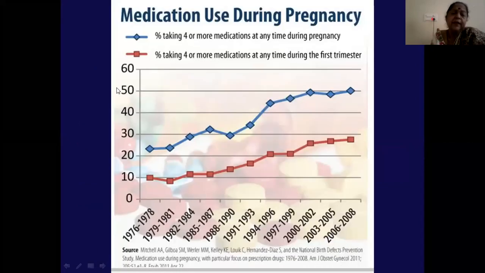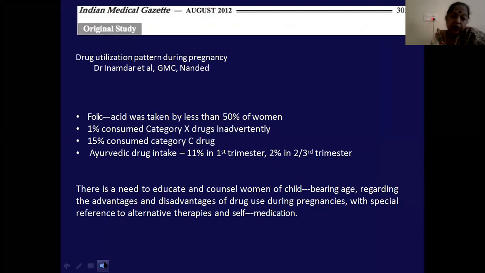If you see the medication used during pregnancy, it is on the increase. For example, the use of 4 or more medications at any time during pregnancy is also on the increase, and even in the first trimester the curve is going up. People are approaching many doctors, so there is polypharmacy.